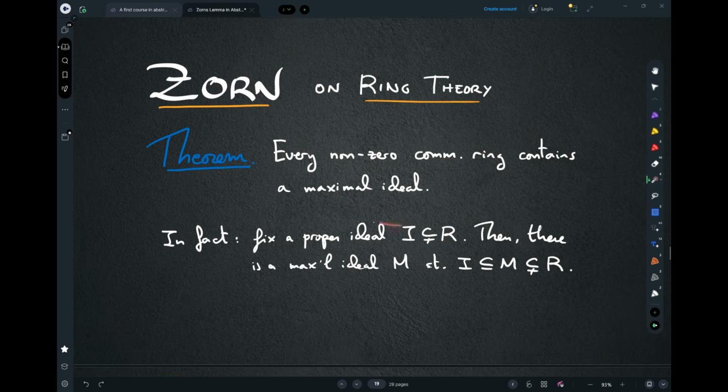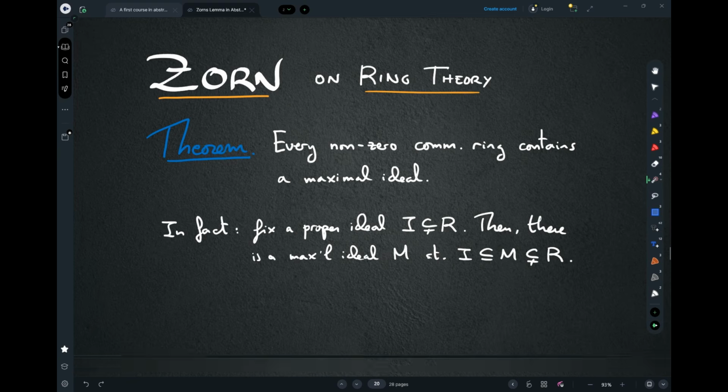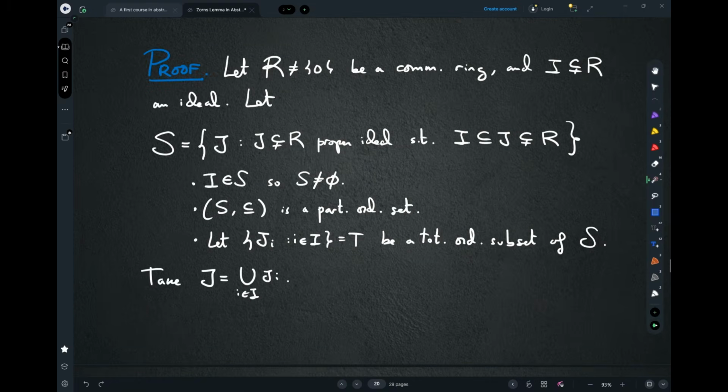We're going to fix a proper ideal I, and then we're going to show that there is a maximal ideal M that contains I. So how do we show this? In a similar way to what we just did. Let R be a commutative ring and I be a proper ideal.